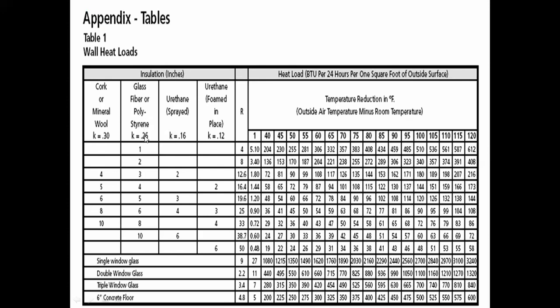How many inches? It's 4 inch, correct? And what is our temperature difference? Outside minus room temperature: plus 95 minus 25, plus 60 here. So we got the temperature difference, the material and its inch. What will be our value? It will be 87 BTU per 24 hours per square feet. That will be our heat load.